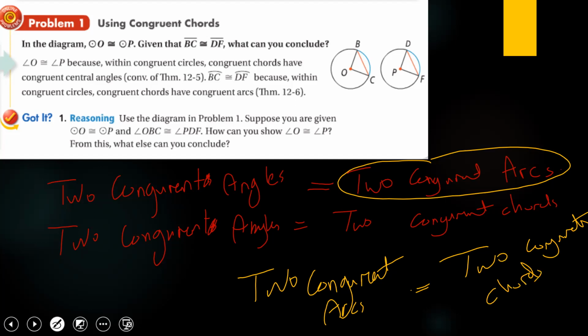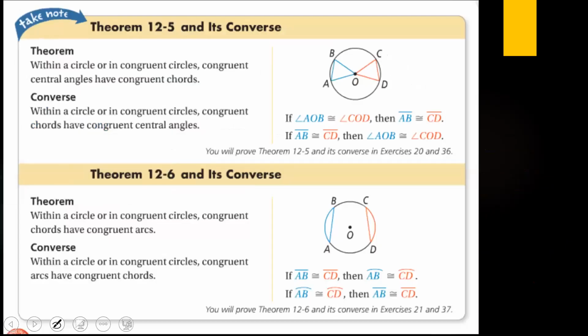If you have two arcs that are congruent, that means their chords are congruent, as we see in this theorem. If the chord AB is congruent to the chord CD, that means the arc AB is congruent to the arc CD. And its converse says that if arc AB is congruent to arc CD, then the chord AB will be congruent to the chord CD.